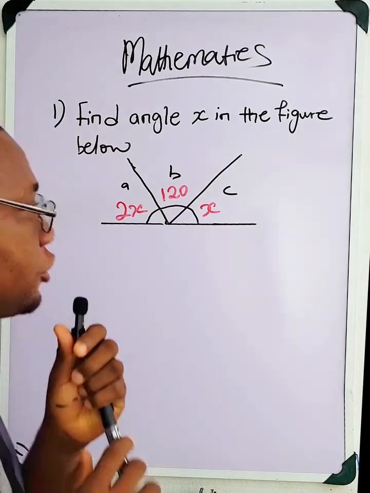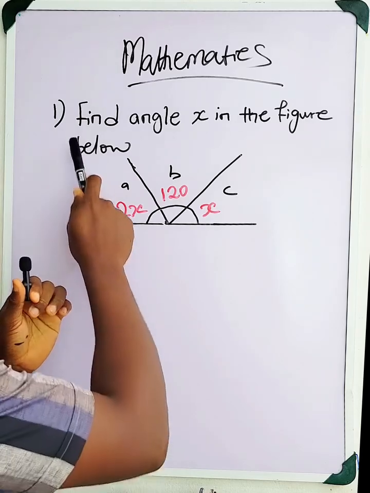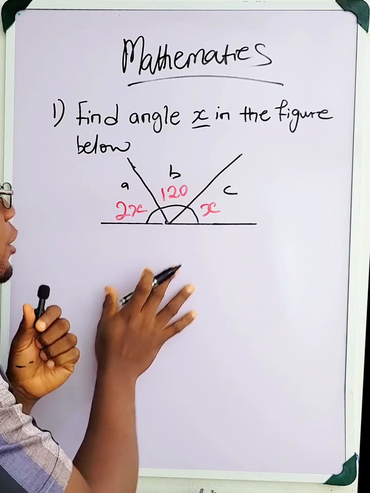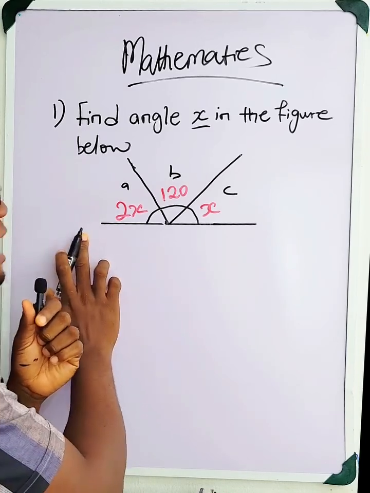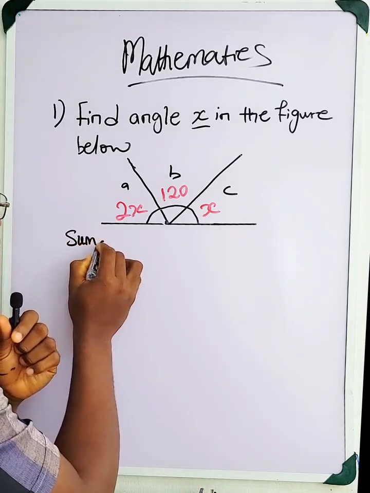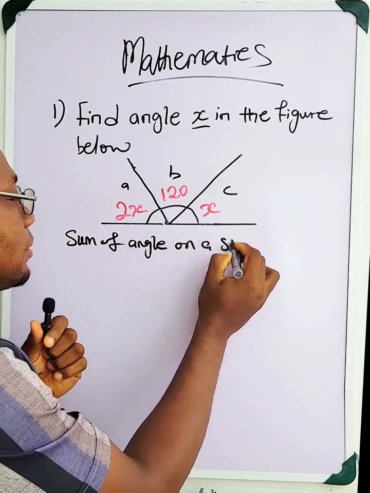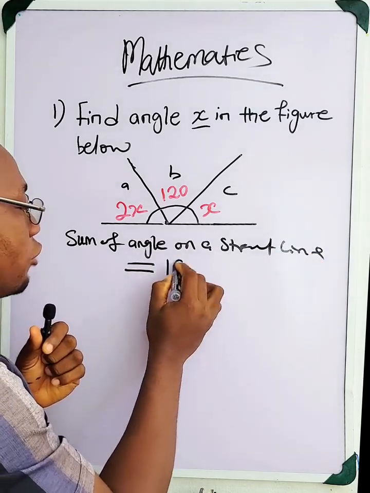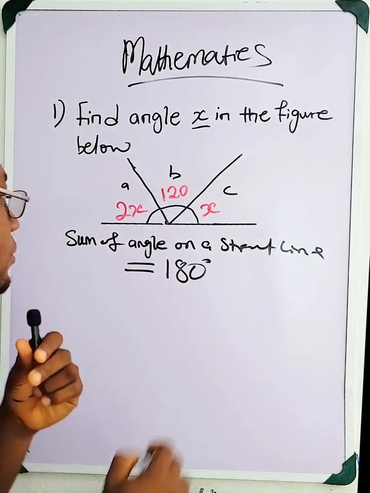All right, pay attention. Let me show you how to solve this question. Find the angle x in the figure below. If you look at this figure, this is angle on a straight line. The sum of angles on a straight line is 180 degrees. Are you following?